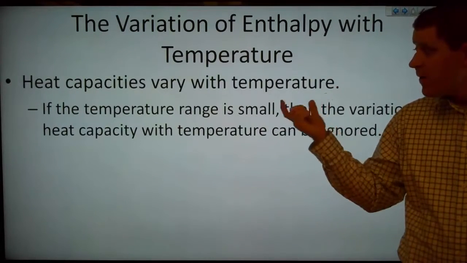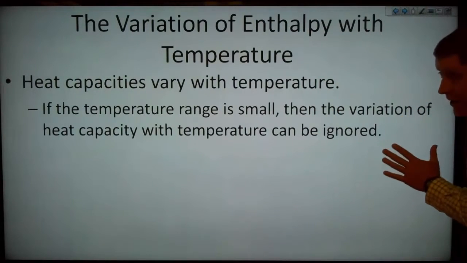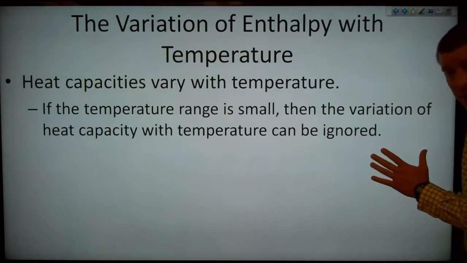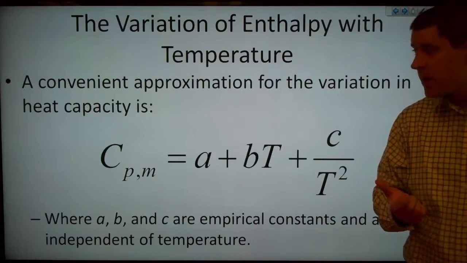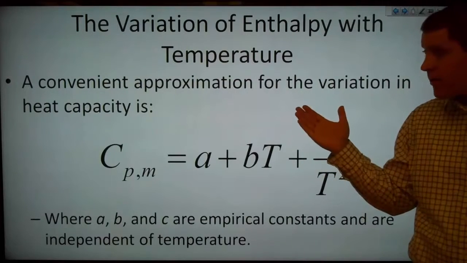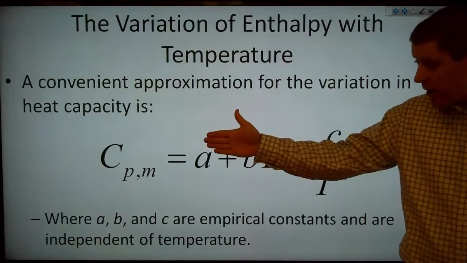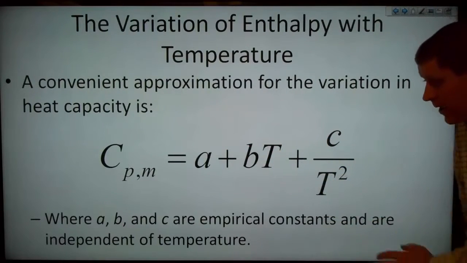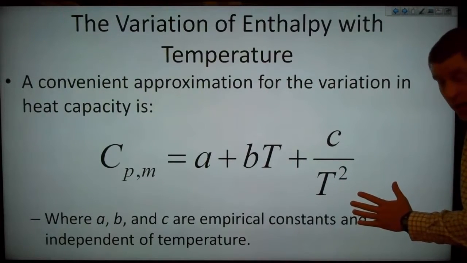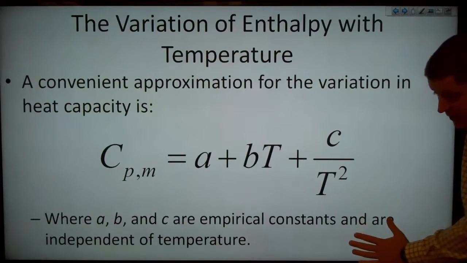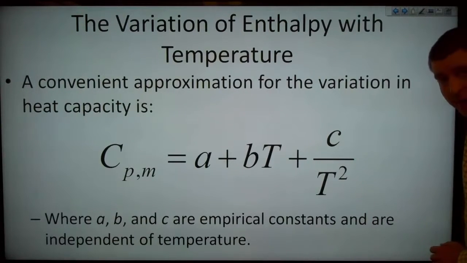The heat capacity varies with temperature. So if the temperature range is small, then the variation of heat capacity with temperature can be ignored. If we can't ignore the variation of heat capacity with temperature, then a convenient approximation is given here, where the molar constant pressure heat capacity is equal to A plus B times the temperature plus C divided by the square of the temperature, where A, B, and C are empirical constants and are independent of the temperature.